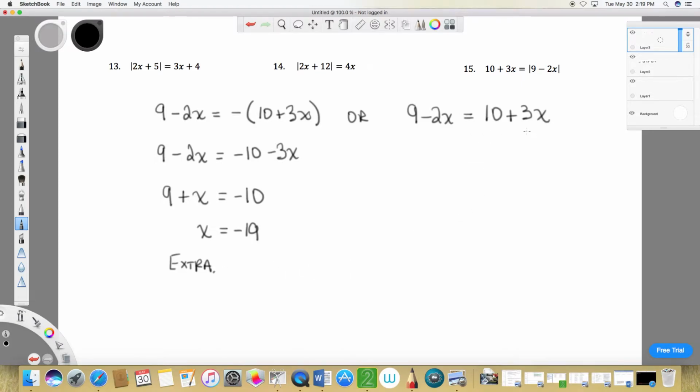What about the other equation? Let's add 2x to each side. Subtract 10 from each side. Divide each side by 5. We have a possible solution of negative 1/5. So let's plug this in and check and see what we have.